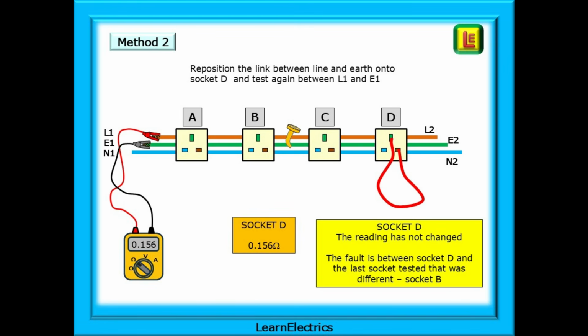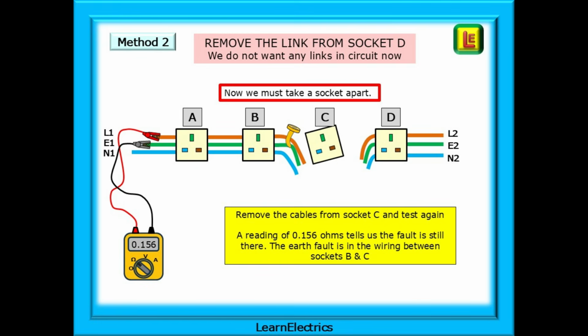It remains at 0.156 ohms. Now we know for sure that we've passed the fault. The fault then is between socket D and the last socket tested that gave a different reading, socket B. We no longer need the link in socket D. This can be taken out.